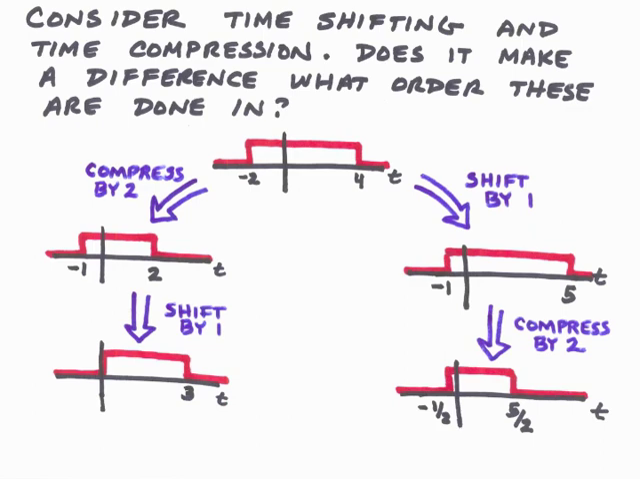And on the left, you see when we do the compression first and then the time shift. And on the right, you see we do the shift first and then do the compression. And what I hope you see is at the end, we get different signals depending upon which operation we do first. So no, in these operations where we combine them together, they do not usually commute. It's important what order we do the operations in.